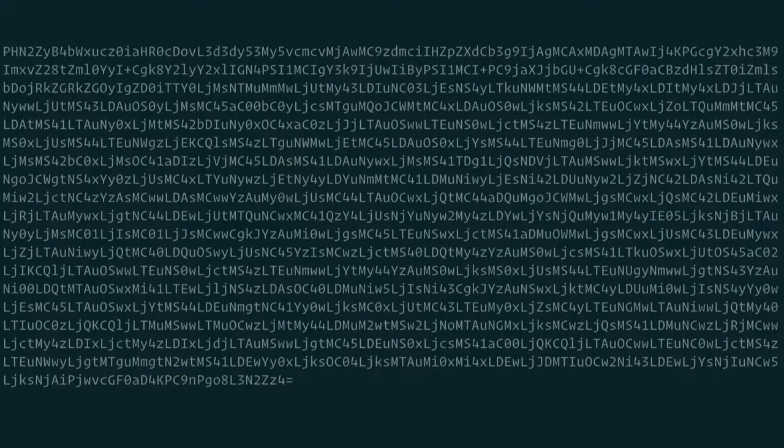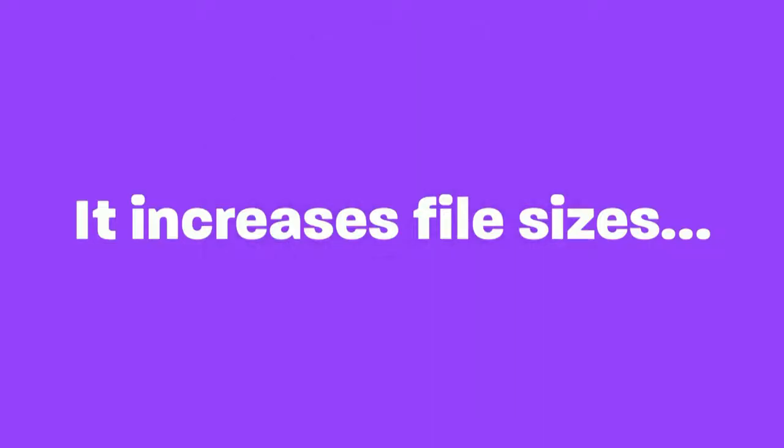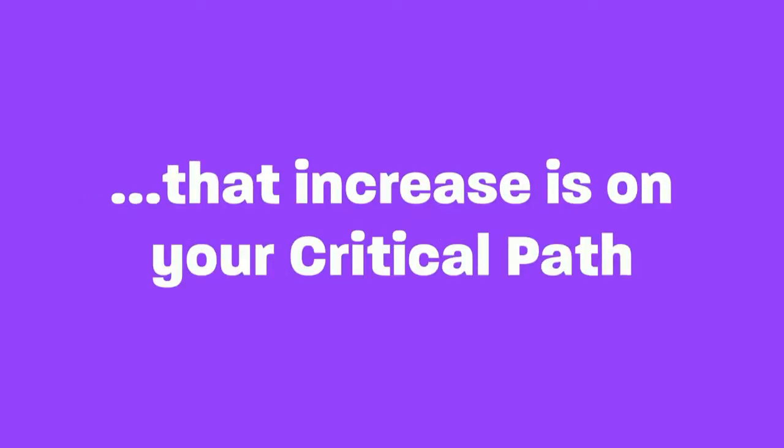FaCSSt do not do this, so I'm not dissing them. I'm just saying this is what it would look like if they did, and that would be a bad idea. Because base64 is, yes, now considered an anti-pattern. Not only does base64 increase the file size of critical assets, that increases at the exact worst point it possibly could be, because it's on your critical path.